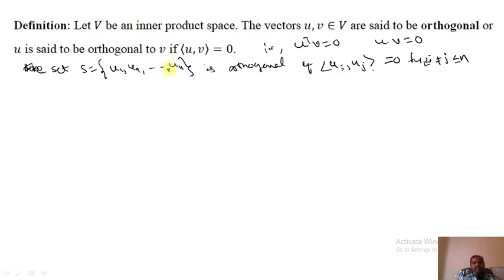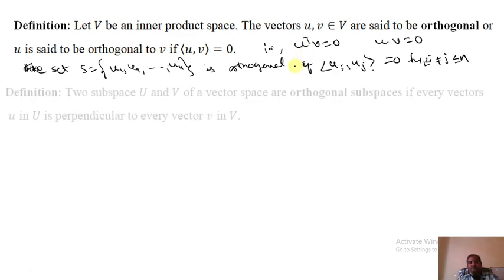We will discuss orthogonal sets and orthonormal sets in the next unit. But for the time being, we require only what orthogonal vectors are. Orthogonal vectors means the dot product is 0.